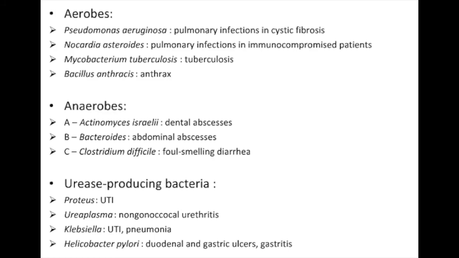Let's remember also the urease-producing bugs. So we have Proteus, which we've mentioned, causes UTIs. We have Ureaplasma, which is Mycoplasma's cousin. It causes non-gonococcal urethritis. We have Klebsiella, which we've just briefly discussed, a little bit about the fact that it causes UTIs as well as pneumonia. And we have H. pylori, where you have the urease test, which is classic for the diagnosis of H. pylori on the Step 1.